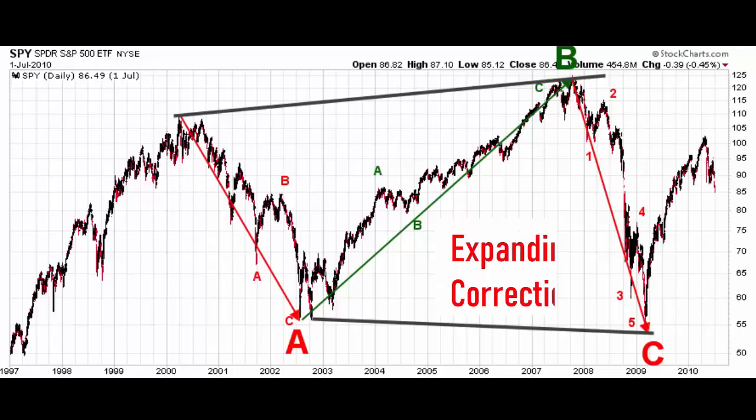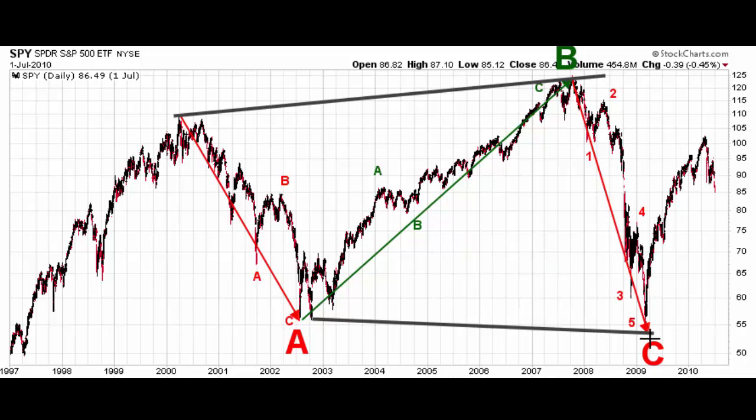Next up is an expanded correction. An expanded correction is very similar to a running correction, except it expands out in both directions. So here's the high to the trend. You have your A wave down here, and then you have your B wave advance. It moves to a new high above the trend's high, and then when it reverses back down in the C wave, that ending C wave decline actually moves to a new low. So again, you have a higher high here, and you also have a lower low. That makes it an expanded correction.